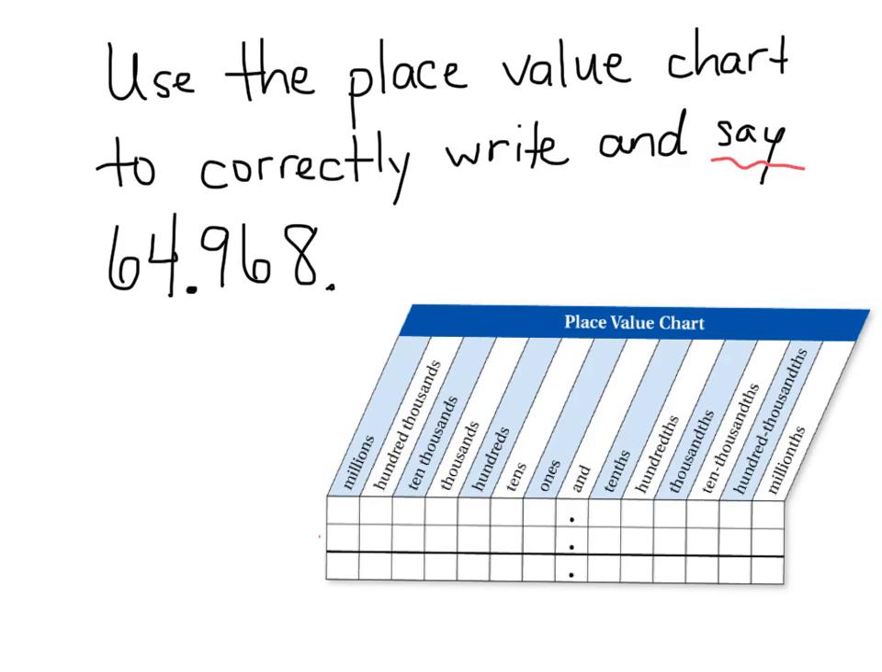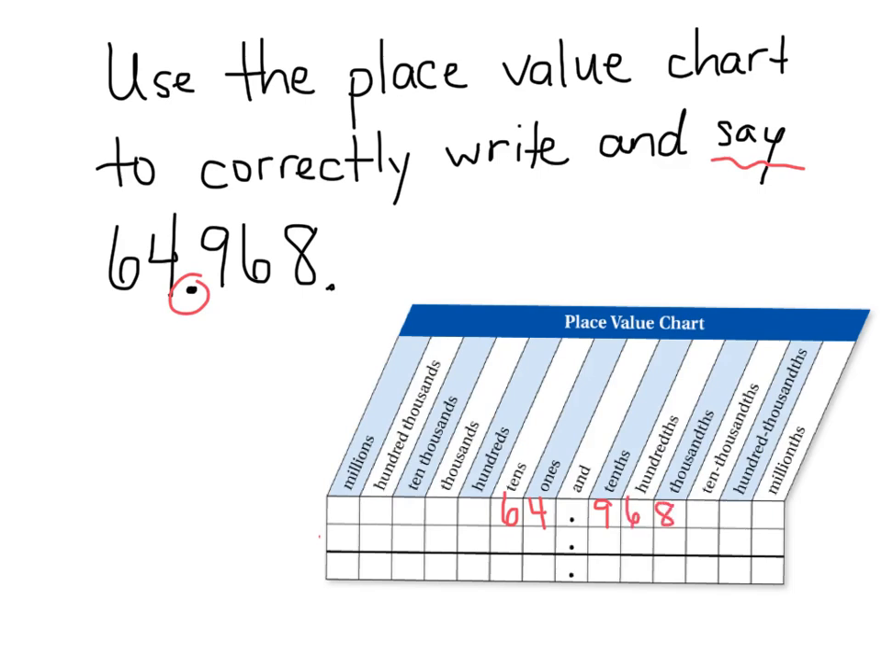So for this last example, we're going to use the place value chart to both correctly write and to be able to say this number correctly. And again, this is just a review. So we would go ahead and we would notice where the decimal is here, and we would kind of line that up to where the decimal is right here. And then we would put things in their correct location. So that 4 is in the ones place, and so we would put that to the left of the decimal, and the 6 is right before that one, and then to the right of the decimal there's a 9 and then a 6 and an 8.